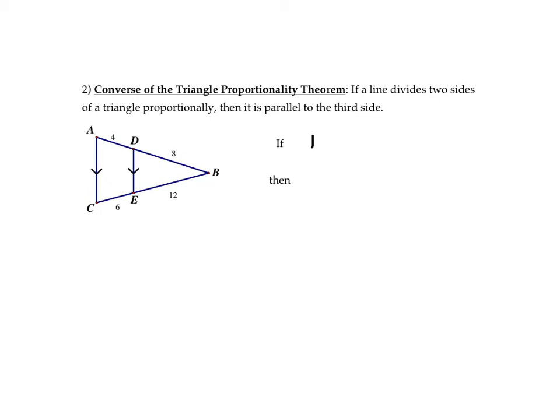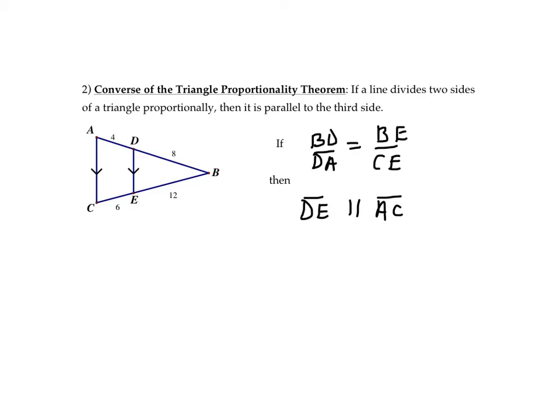If we can prove that BD over DA is equal to BE over CE, then line segment DE will be parallel to line segment AC. So let's check this out.